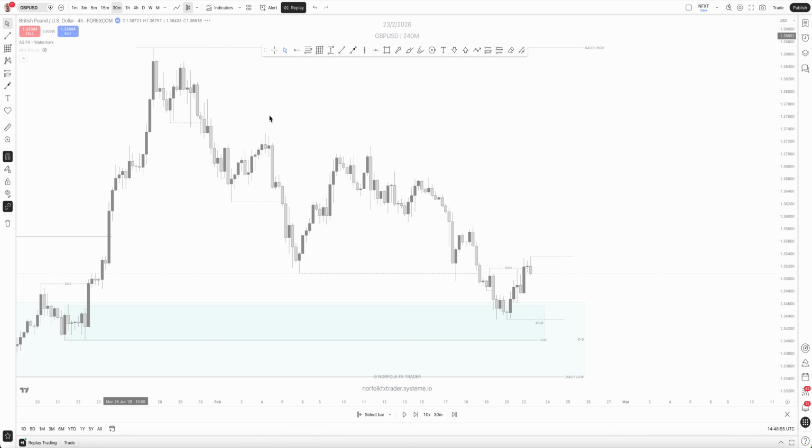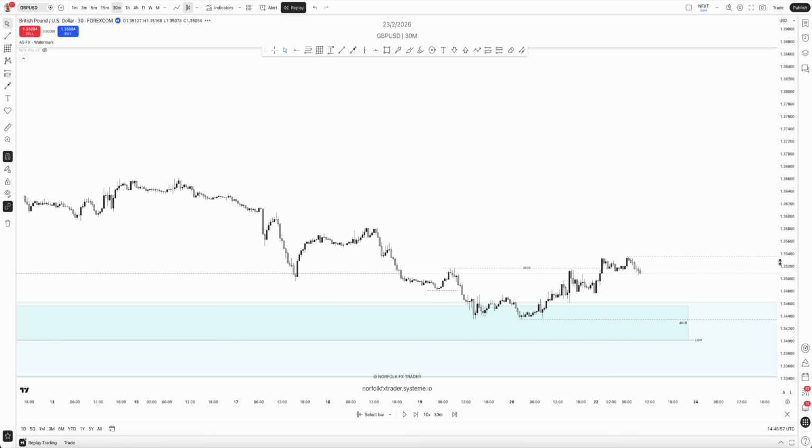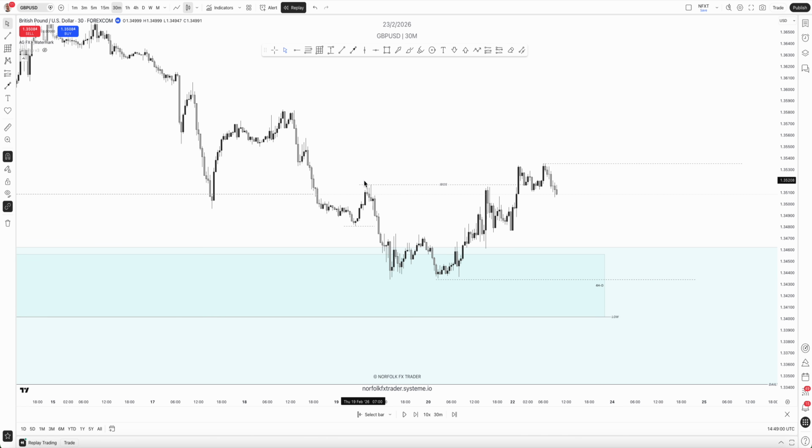If I drop down to a 30-minute, we can do the same thing. And we can see where the market had broken here to the downside on a 30-minute. I believe, let's have a double check. We had a break here to the downside. A pullback there. Next break. We had a pullback there, another break.